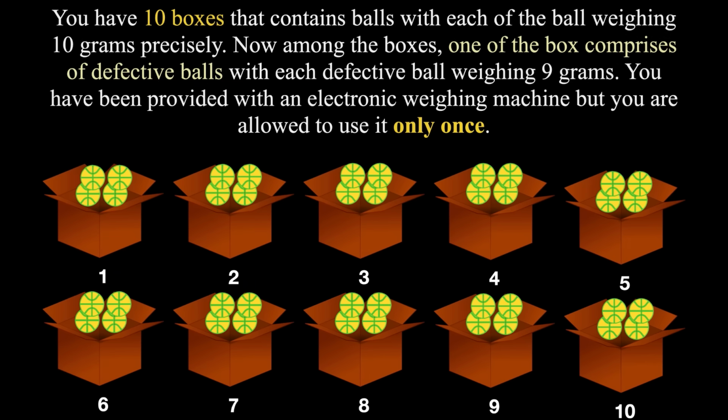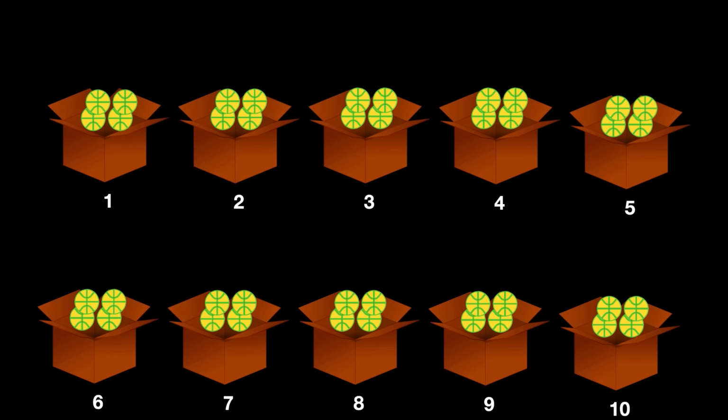For convenience sake, let's name the boxes from 1 to 10. In order to solve this problem, you have to leverage the fact that you know exactly what each good ball is supposed to weigh and what each defective ball is supposed to weigh.